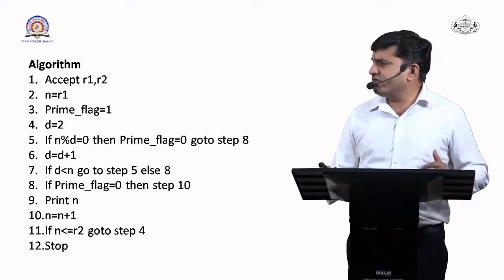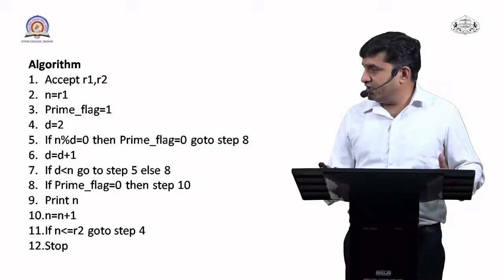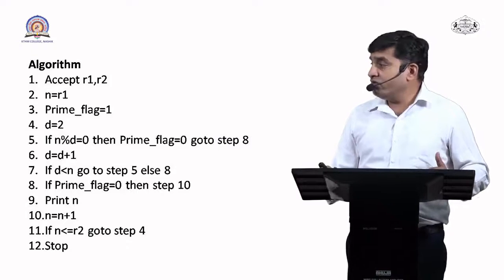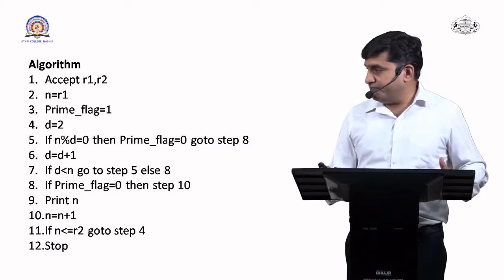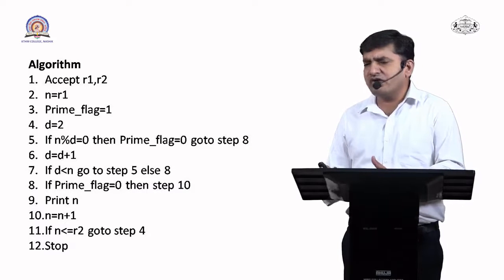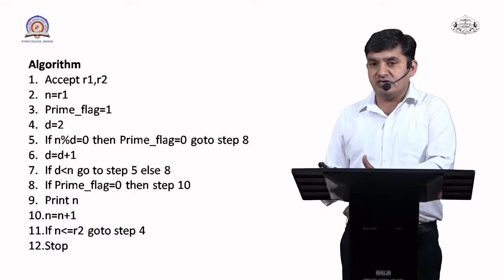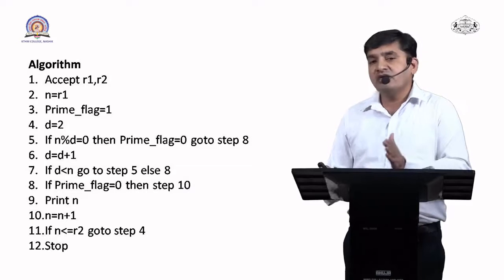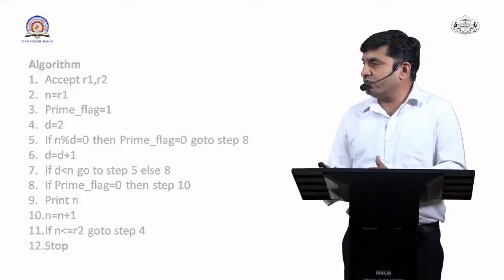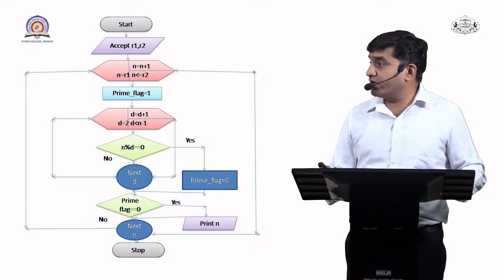If the prime flag is equal to 0, then step 10 is executed, and then print the number, that is a prime number. Now n is incremented by 1. Now we have to check the condition. Is n less than or equal to R2, that is the final number or last number? If this condition is satisfied, then go to step number 4.